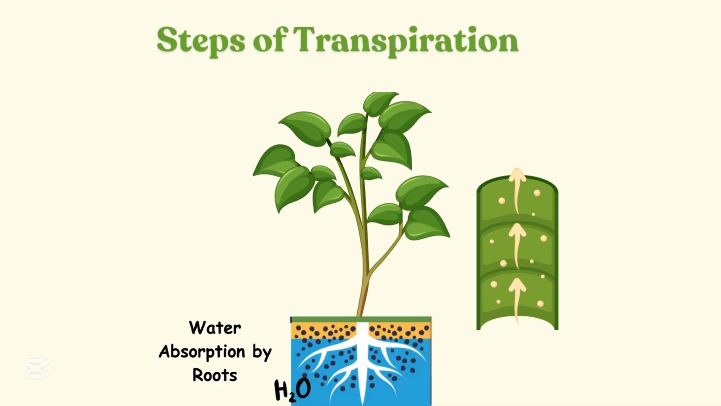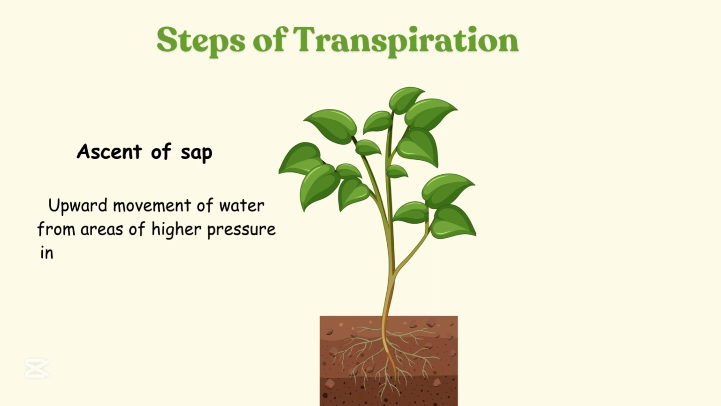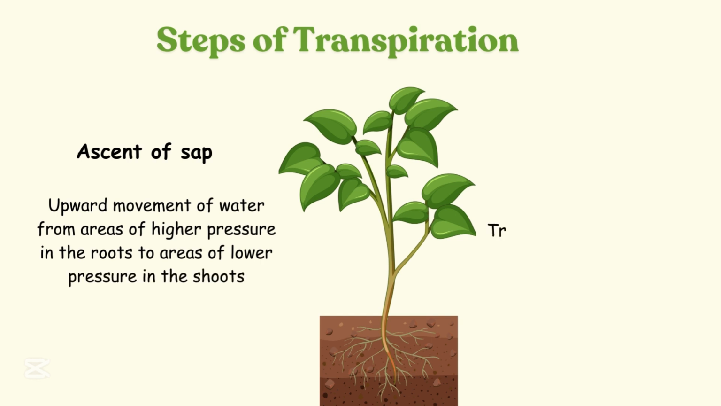Water is absorbed from the soil by root hairs through osmosis. The water moves into the xylem vessels, which transport it upwards. Ascent of sap refers to the upward movement of water from areas of higher pressure in the roots to the areas of lower pressure in the shoots. A transpiration pull is created due to upward movement of water through the xylem.